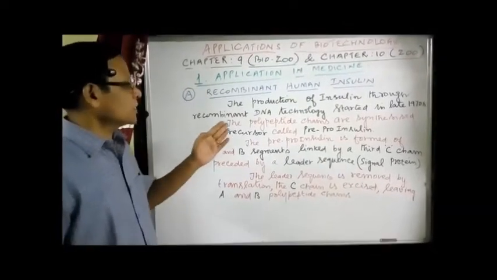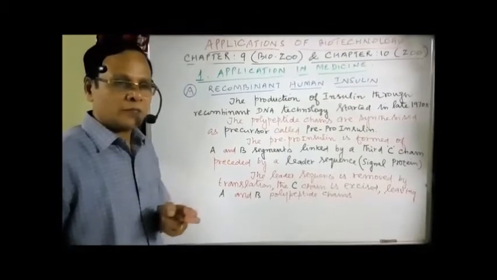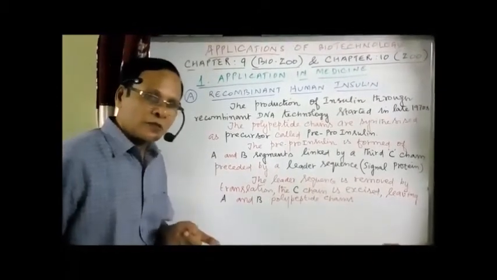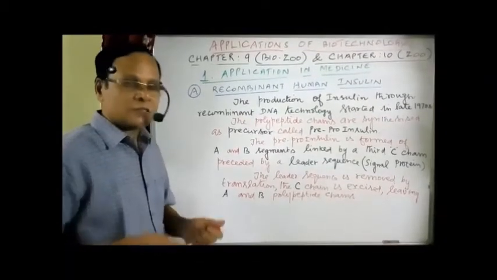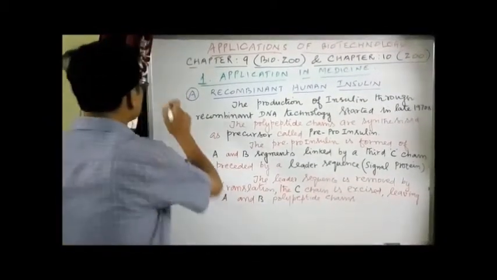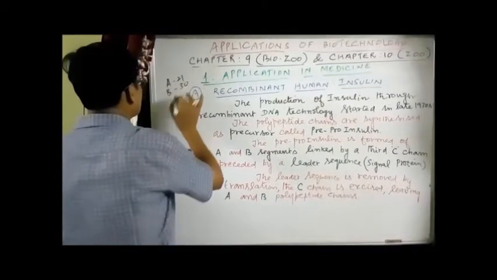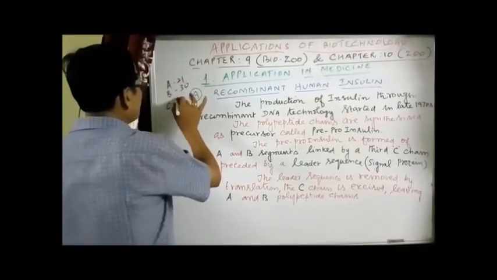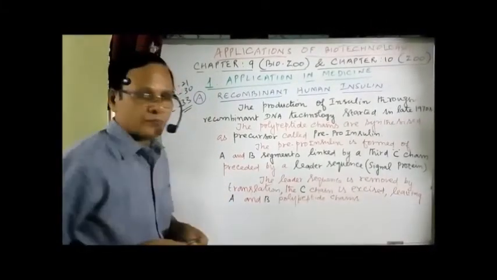The polypeptide chains I mentioned are A, B and C. Normally it is formed of two chains, A and B. The two chains are linked together by means of the C chain. Now I mentioned the A chain is formed of 21 amino acids. The B chain is formed of 30 amino acids. These two are linked by another chain of 33 amino acids called the C chain.